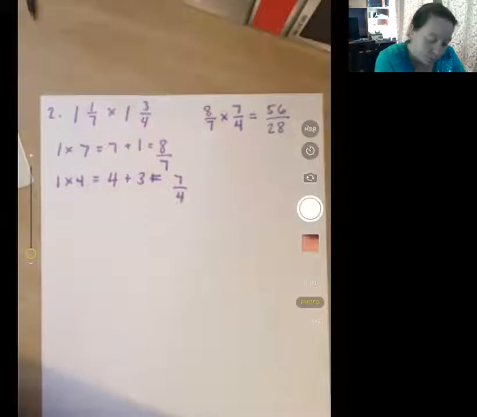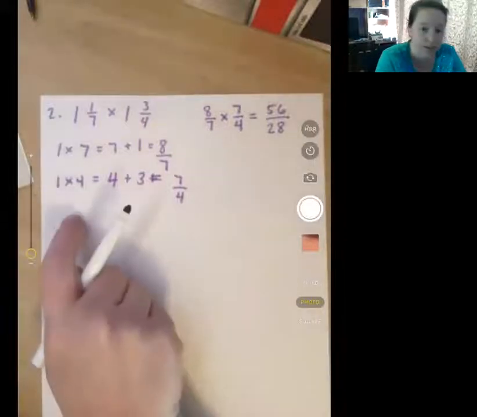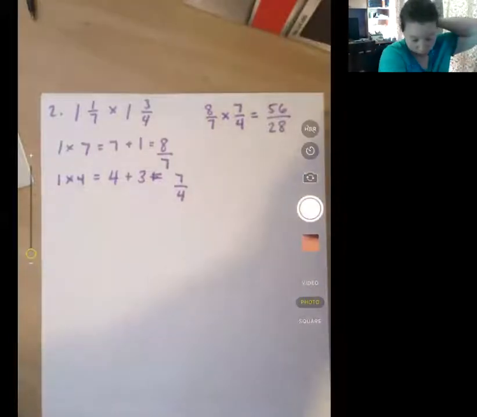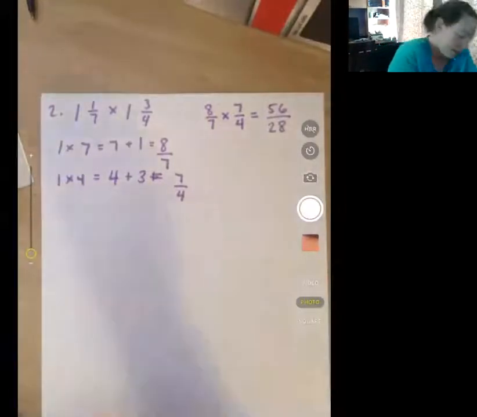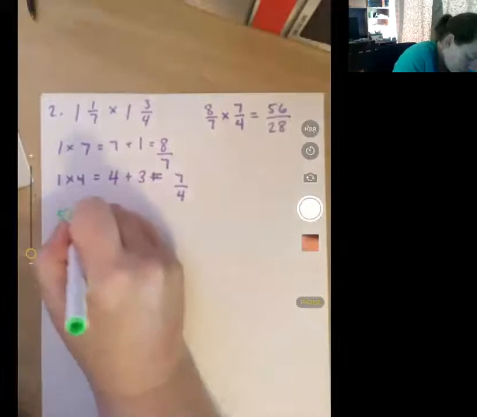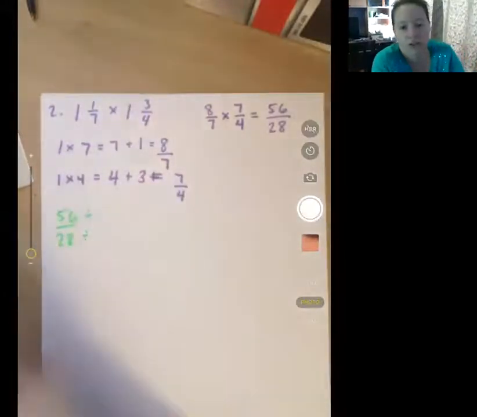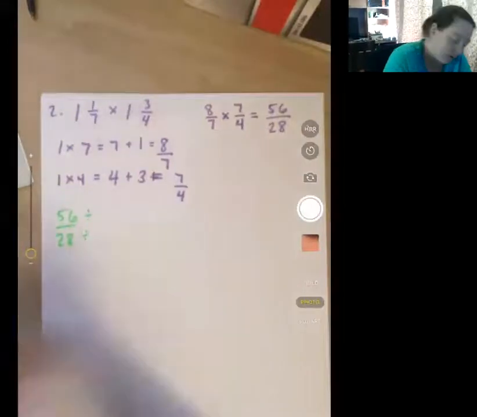All right. So let's try to make this smaller. I am going to come down here so I have a bit more room, and I think I'm going to change which color I'm using as well. So I have 56 over 28. I'm going to divide stuff out. They are both even, so I'm going to divide out a 2.